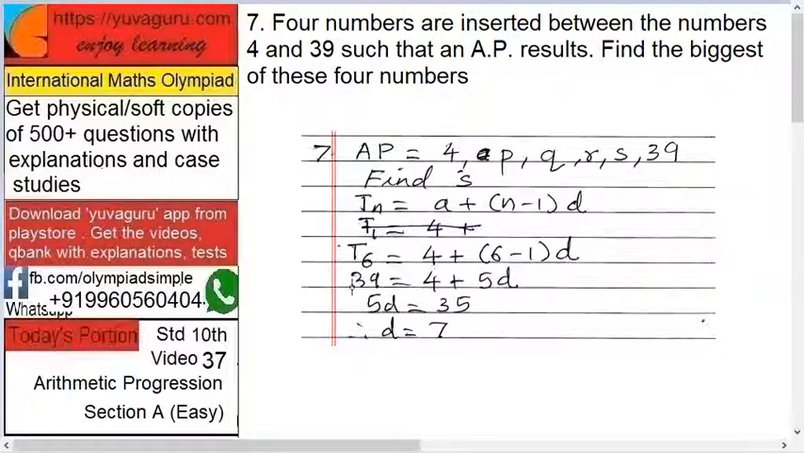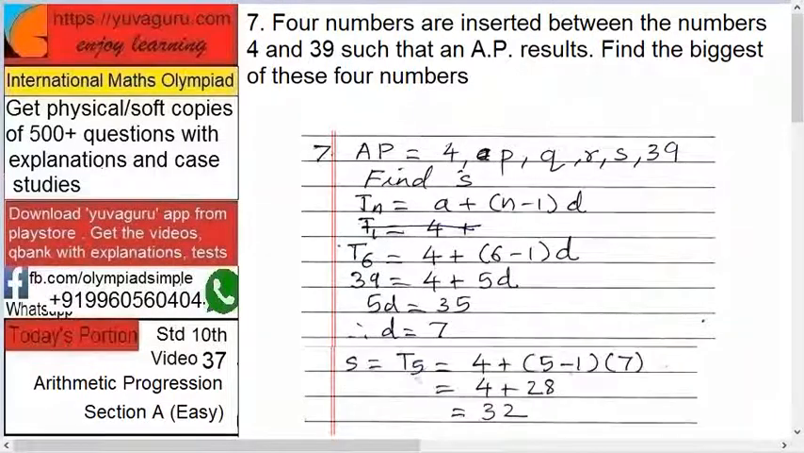So 39 equals 4 plus 5 into D. Right. Solve this and you will get D equals 7. But what we require? The S. S means which is the number from the start? 1, 2, 3, 4 and 5. T5 we require. So T5 equals A plus 5 minus 1 into D, D is 7, and A is 4. So solve this. 4 plus 28 equals 32. So the number is 32.